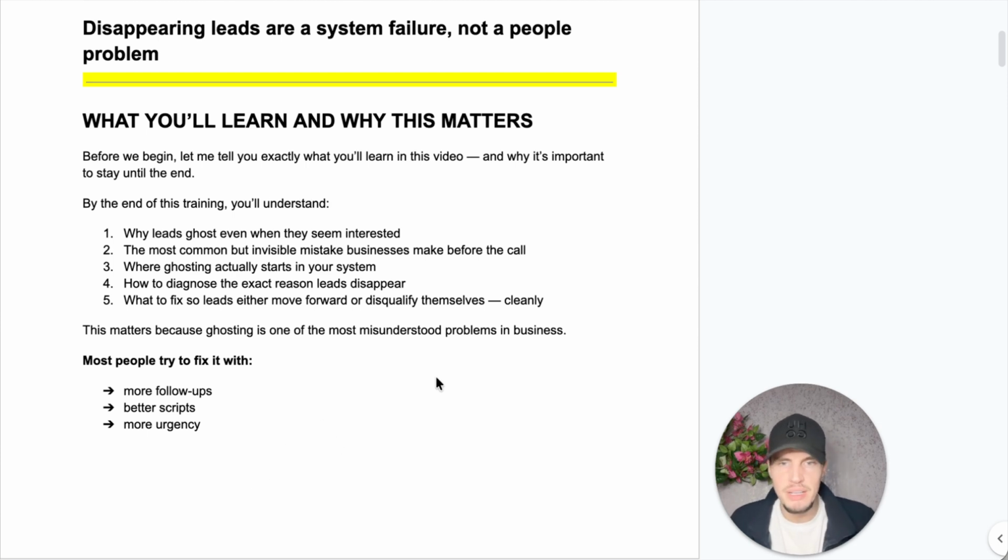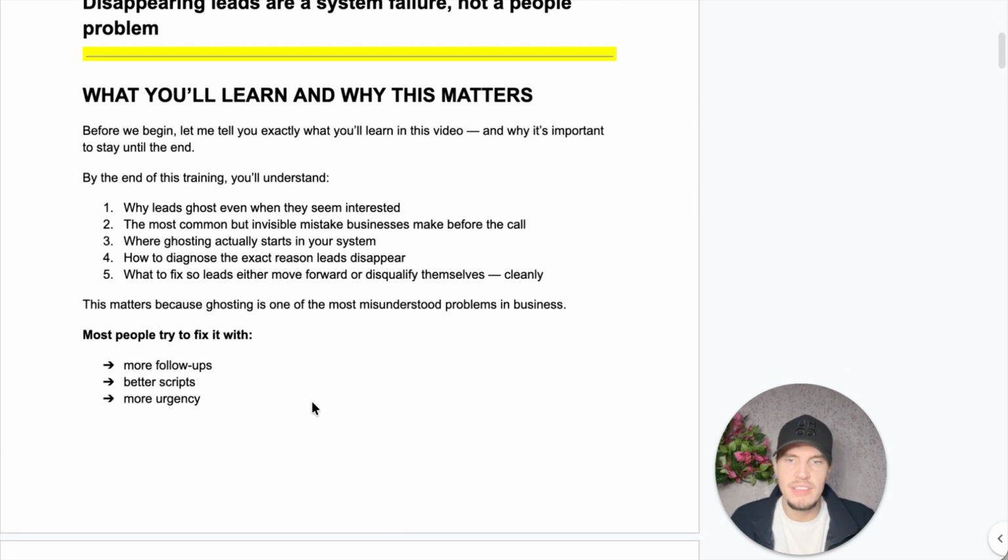This matters because ghosting is one of the most misunderstood problems in businesses. Most people try to fix it with more follow-ups. Like, they maybe don't have a good show-up rate, so they say, hey, let's just do more follow-ups. And guess what, we can take it even further. We can get an appointment setter, and if that doesn't work, we get 2 appointment setters, and we do a lot of workflows so we can just hack the heck out of that prospect, right?